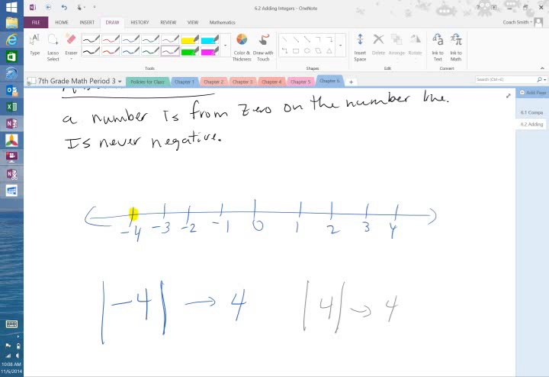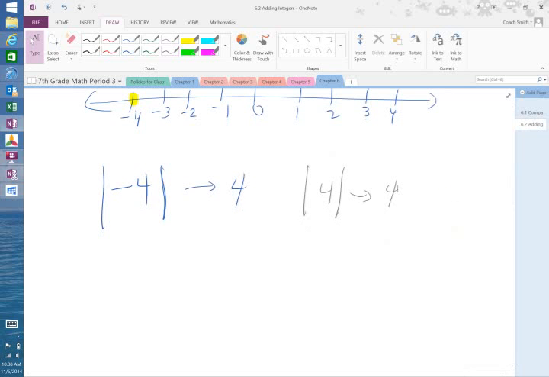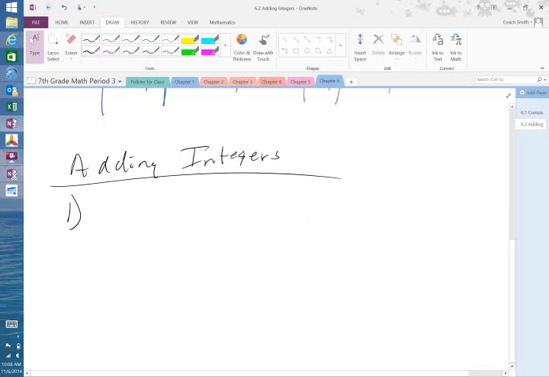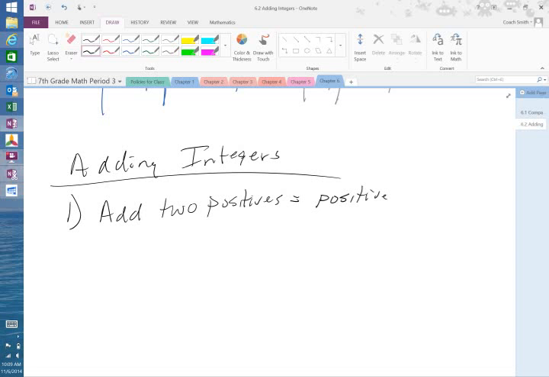We have to understand absolute value to be able to add integers, and for that matter, also to subtract integers when we get to it tomorrow. So when you're adding integers, the rules are these. When you add two positives, which you've been doing since kindergarten, it will equal a positive. The answer to the problem 4 plus 3 is positive 7. We just don't put the positive signs. So 4 plus 3 is equal to 7.